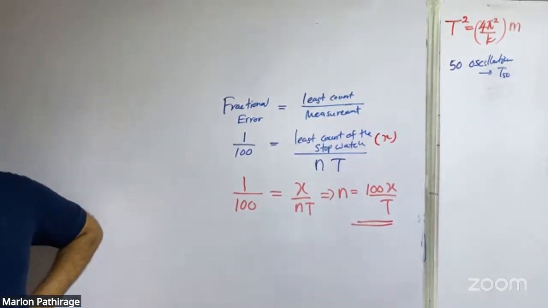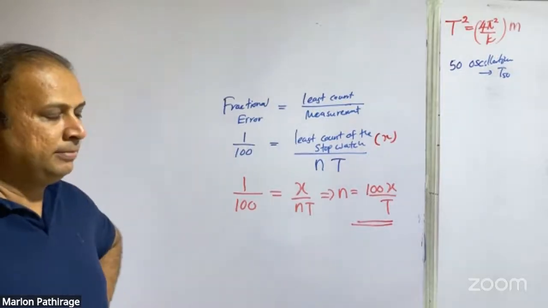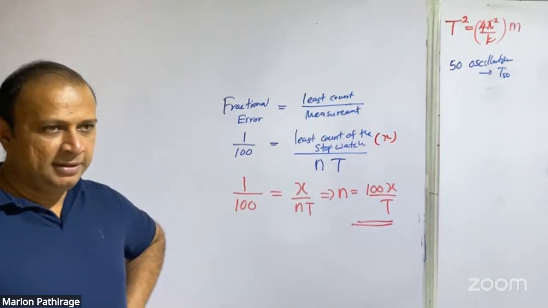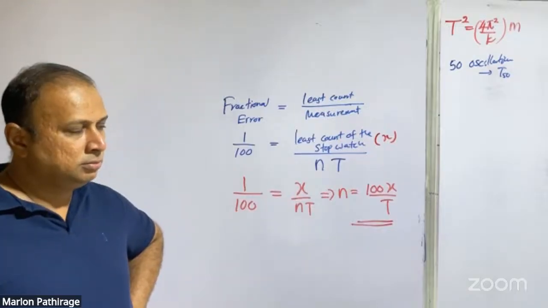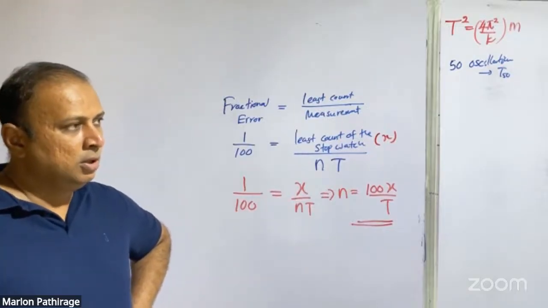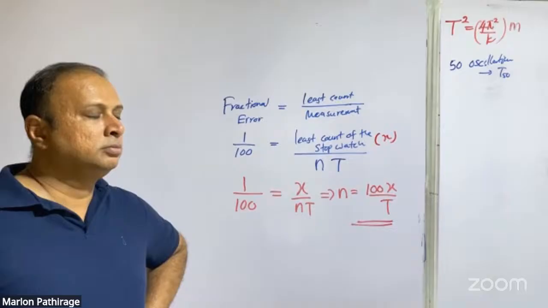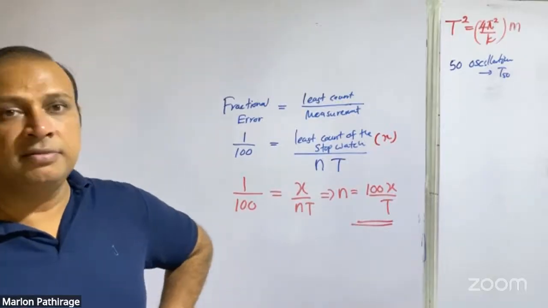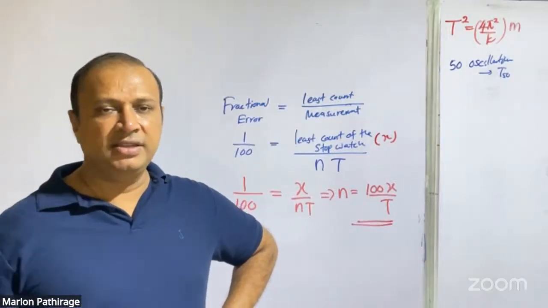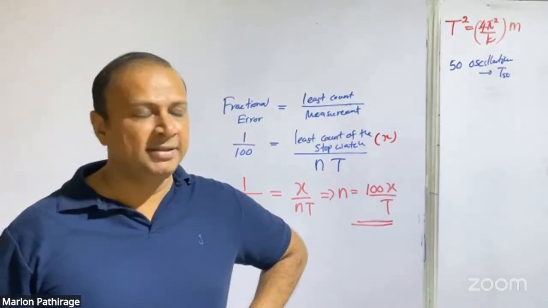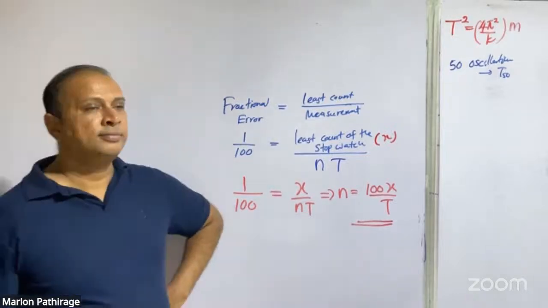Alright. How do you measure? Write it down. When the oscillation completes a full circle, we can count it.